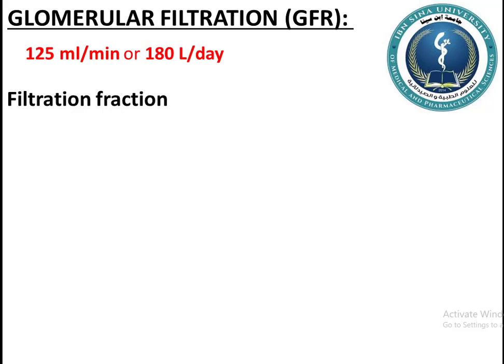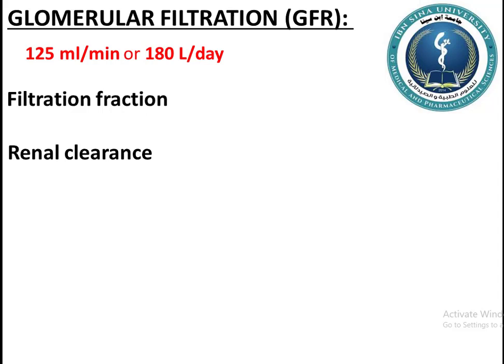Filtration fraction is the percentage of the plasma entering the glomerulus that is filtered, and it is equal to about 20% of the plasma. Renal clearance is the total volume of renal plasma from which a substance is completely cleared in 1 minute. This concept is important in calculating the glomerular filtration rate.